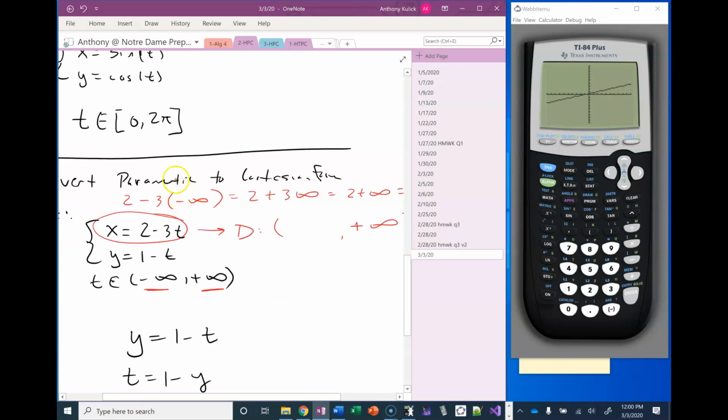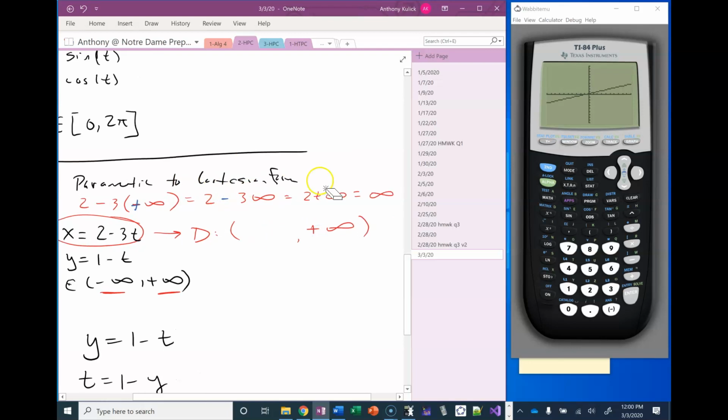If I do the same thing, but instead use the positive infinity and plug that in, I get negative infinity. So I can see that my domain is negative infinity to positive infinity, right? Everybody's okay there? How else could I have done that? Is there an easier way for me to have thought about this?